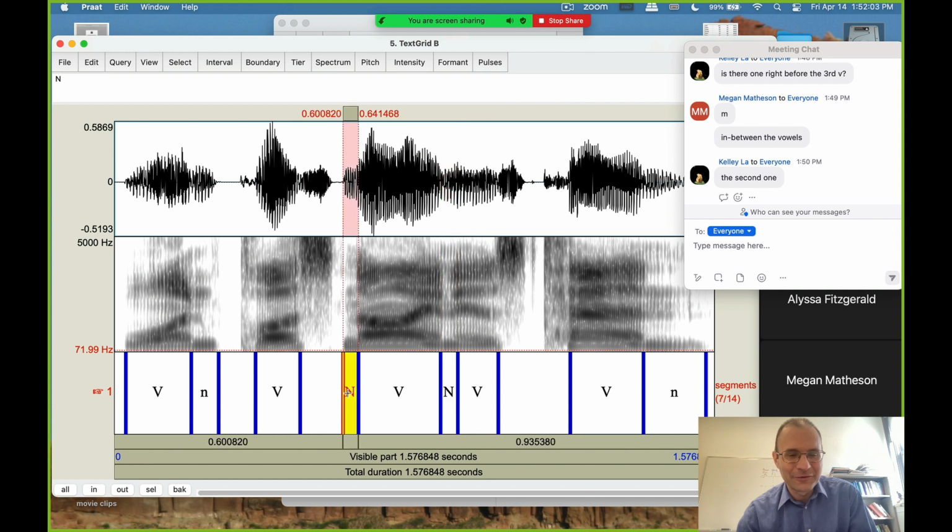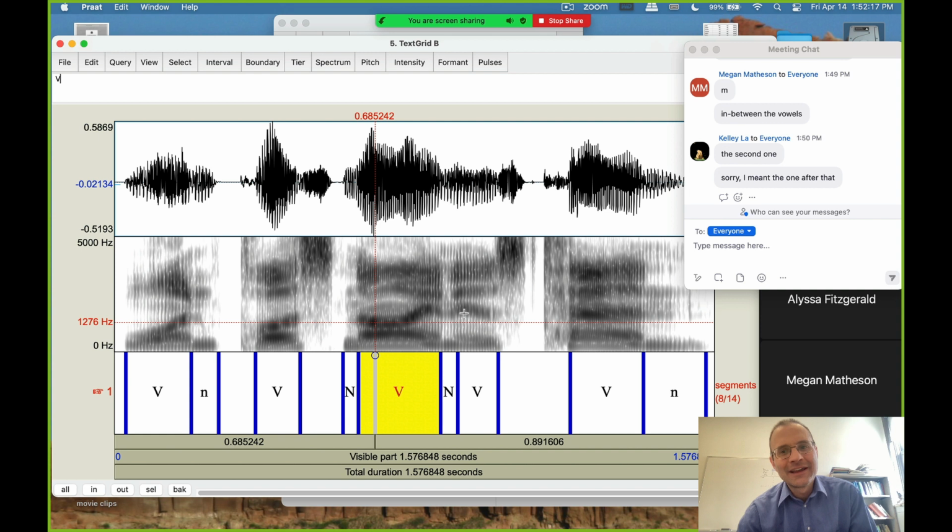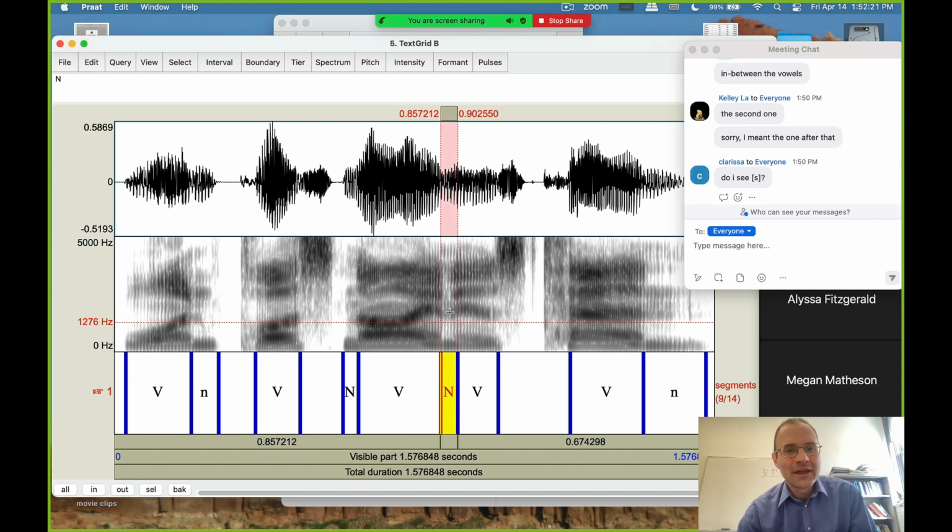Also, apparently a vote for the second one. So, yeah, so this is F2. I guess I will say that's a good guess because it looks like F2 is going down. The tricky part is that F2 is already pretty high here, so I don't want to mislead you. But it turns out this one is actually going to be an alveolar as well.